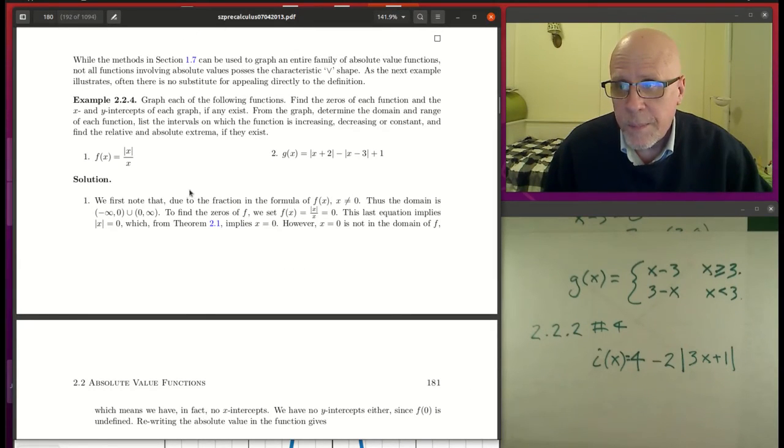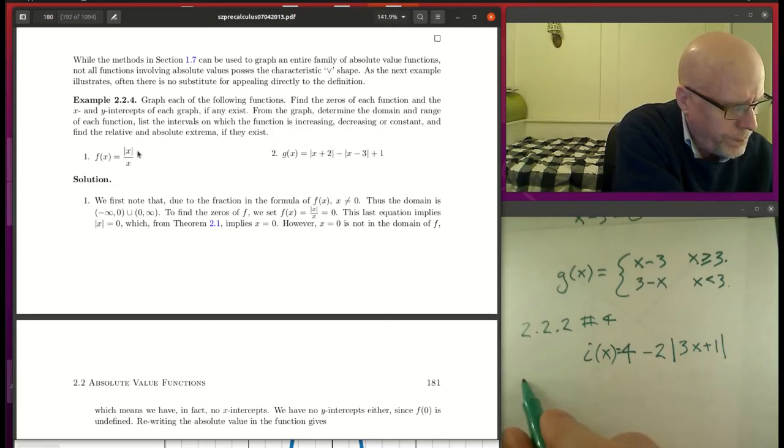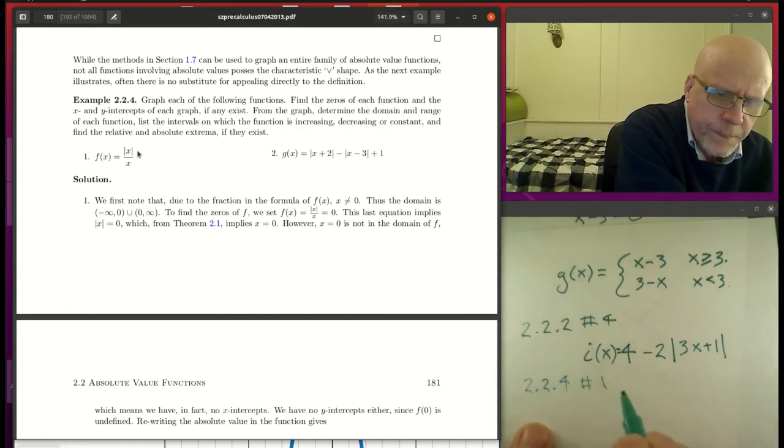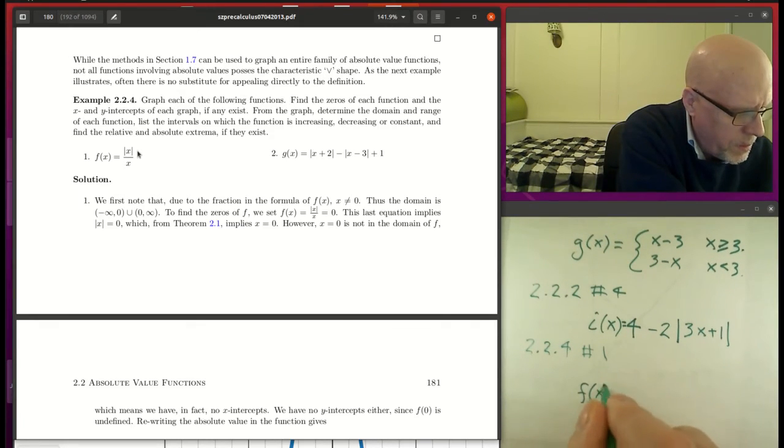The last example that I want to run through with you about absolute value functions is this one, 2.2.4. It's just got 2 different absolute value functions. It's getting a little more complicated, or getting more interesting, in fact. This first one in number 1, the function f of x is defined as take the absolute value of x and then divide it by x.